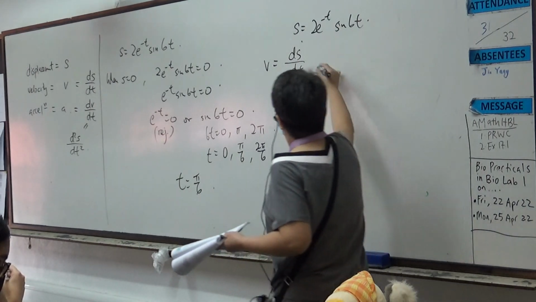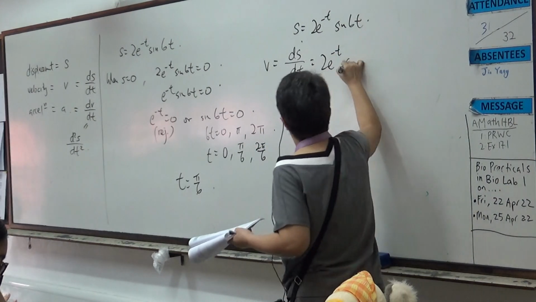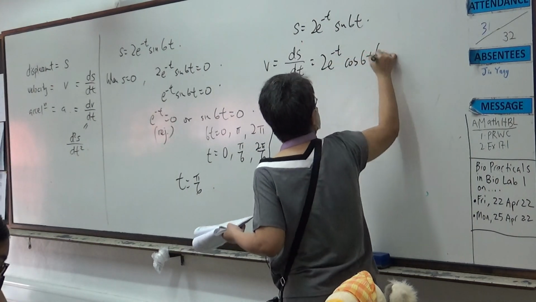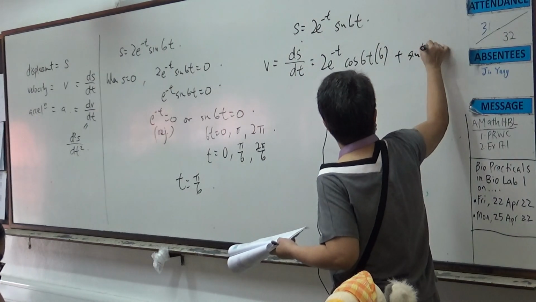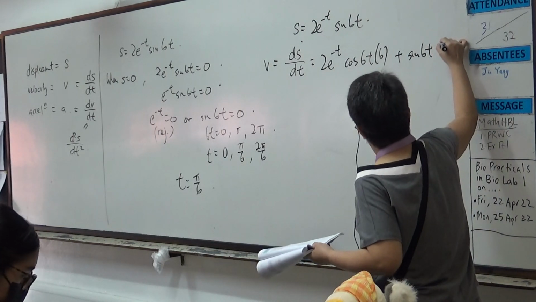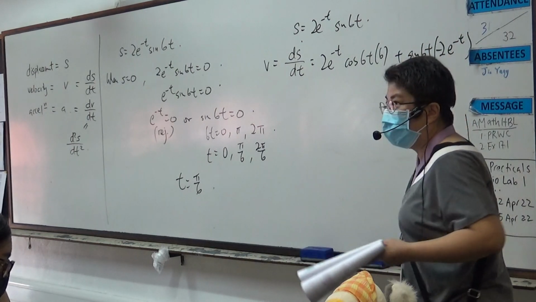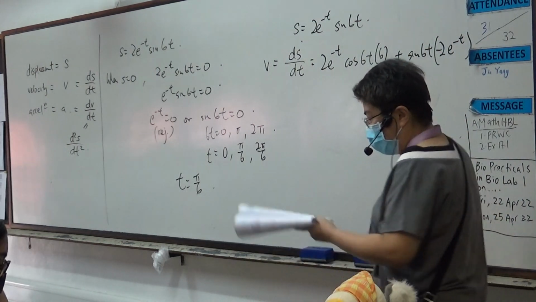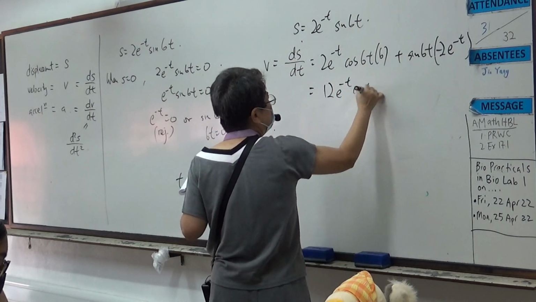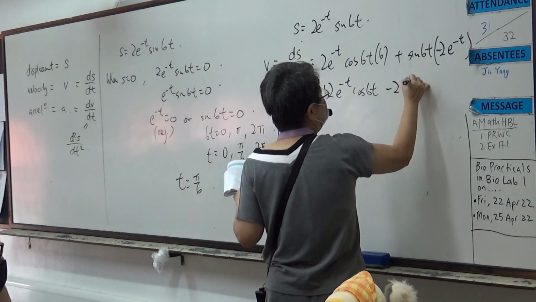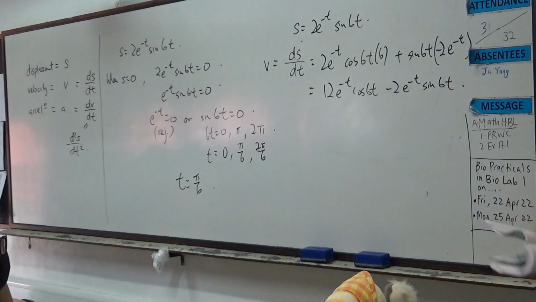Okay. Now, I fix this and differentiate this. It becomes what? Cosine 6t times 6, right? Plus sine 6t. What do I have here? e^(-t) times 2, I will have a negative, correct? Yes or no? Okay, so what's the answer? 12e^(-t) cos 6t minus 2e^(-t) sin 6t, right? Correct?